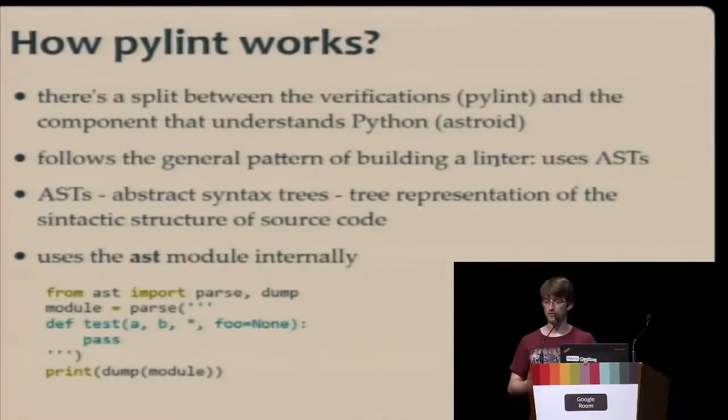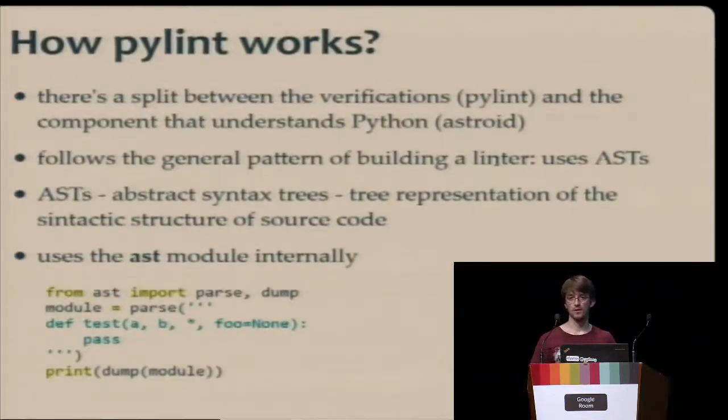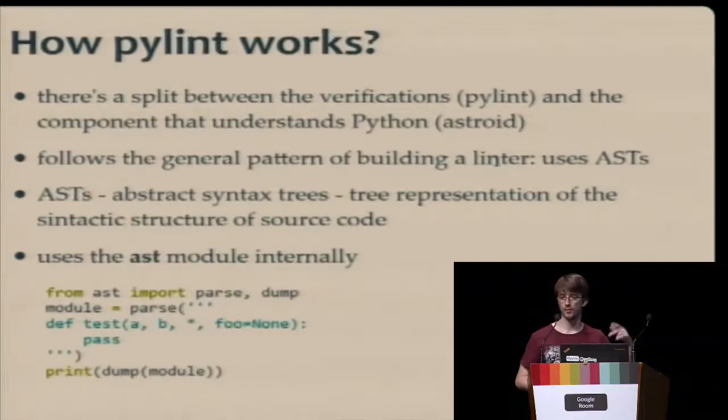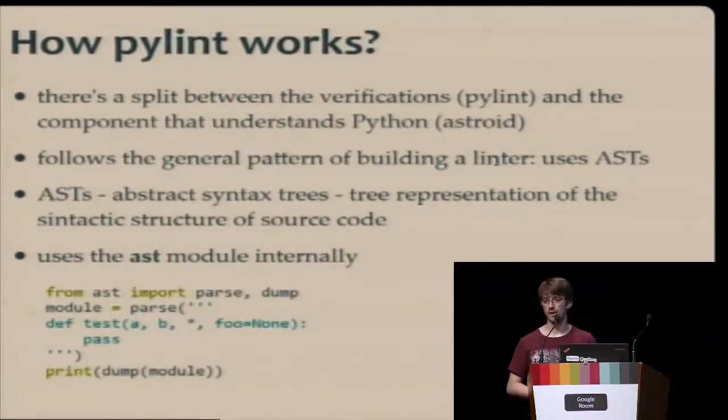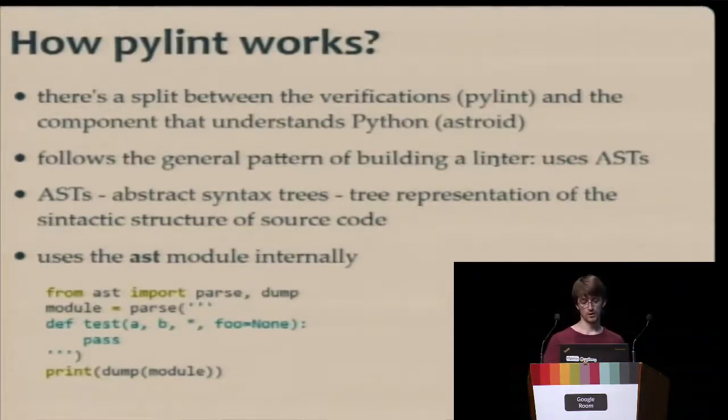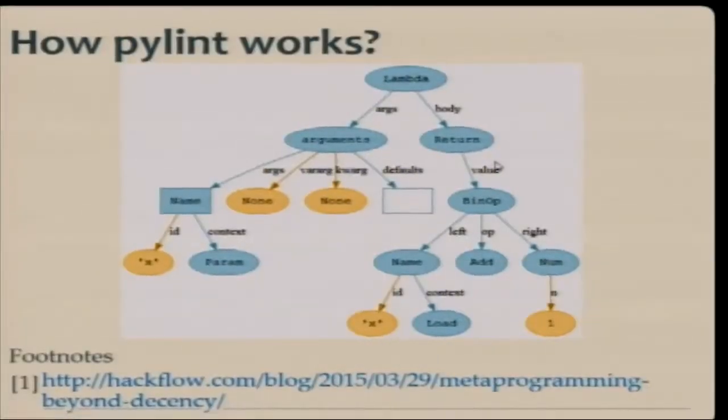And internally, Astroid uses the built-in module ast, which kind of looks like this when using it. You import parse and you give it a string, and from there you get an abstract syntax tree, which basically looks like this. If you can see at the top of the tree, we have a lambda, which has a couple of arguments. And the blue thingy is a node, and the rest of them are just attributes of those nodes. So as you can see, it's pretty structured, and just by looking at it, you can reason about code.